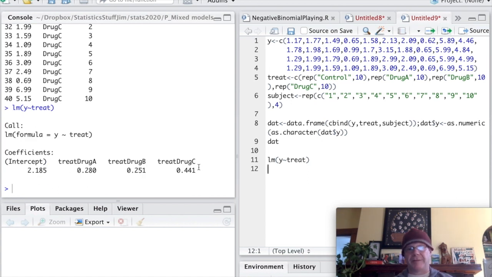We have our parameter estimates, and we have some estimate then of the effect of drug treatment A and drug treatment B and drug treatment C, all versus the control. The control would be the intercept. So it looks like all of these different drugs, there's an increase in the value of Y compared to the control group. But if we were to do an ANOVA on that, let's go ahead and do that.